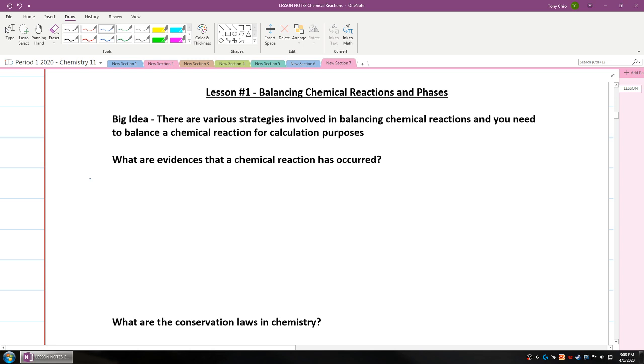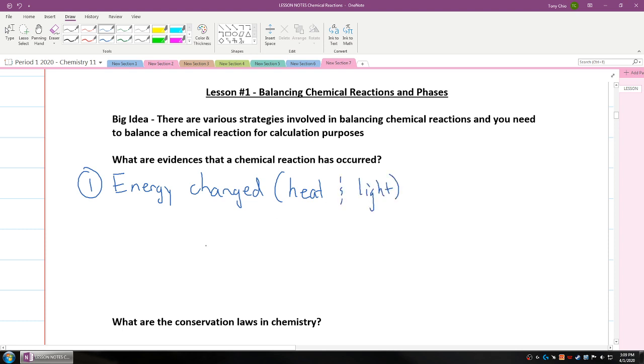Well, one of the first evidences that we always have is that there is energy change. Now, how is energy changed? Well, energy is usually changed because you're going to see some release or absorption of heat. And if there's a release of heat, there's usually some release of light as well, and you might know this as a combustion reaction. Another evidence, precipitation is formed.